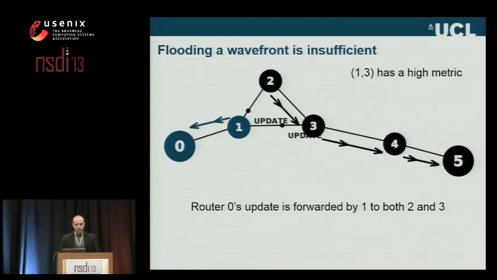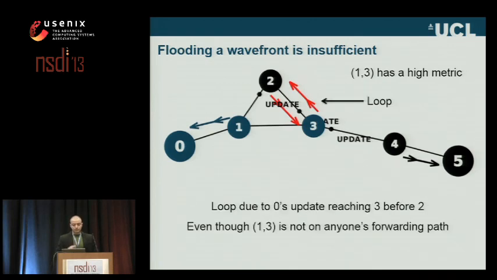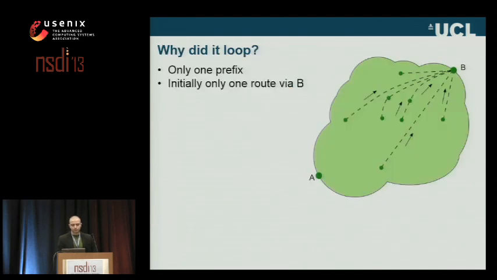And now we have a problem if this update gets to 3 before it gets to 2. We have a transient loop between 2 and 3. Now, 1-3 is not on the forwarding path. It should not have even been used to begin with to forward this update. So here's what the problem is in the general case.